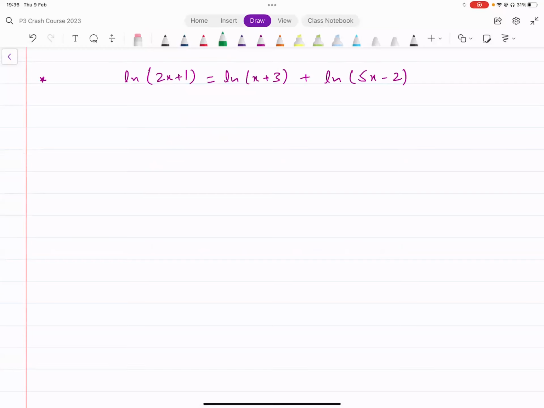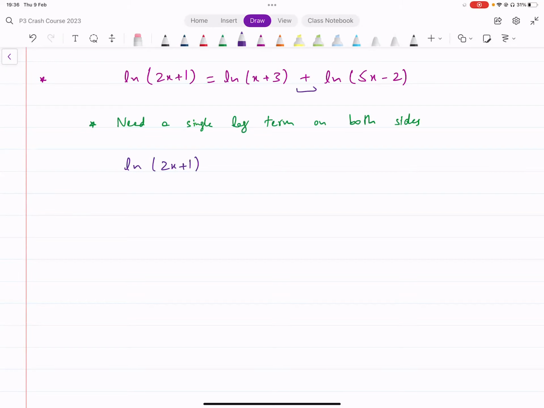we have one log on the left side, but we have two log terms on the right side. So let me just write that down here. Keep this in mind: you need a single log term on both sides. Right now, you've got two on the right side. Now, how can you make it a single log term on the right side? Think of a law that you know about.